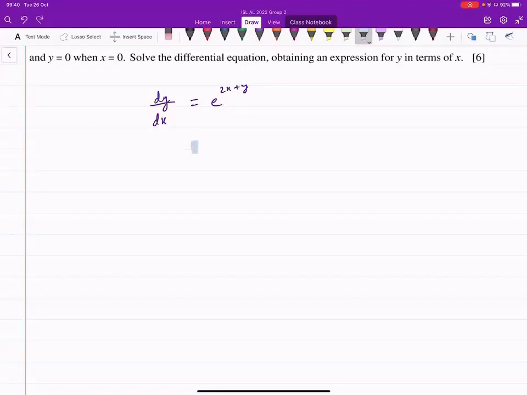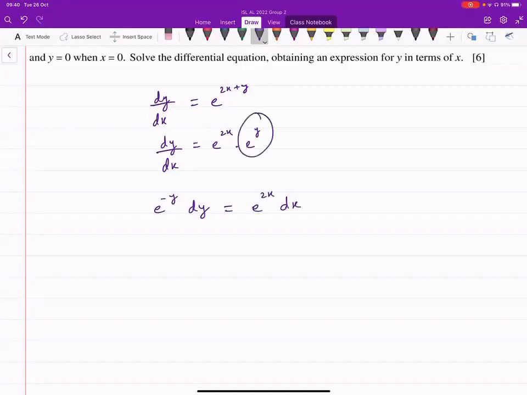Yes, so we can write it as e raised to power 2x into e raised to power y. Right, we separate it out like this, and then it becomes e raised to power minus y dy equals e raised to power 2x dx. ठीक है, e raised to y दूसरी साइड पे जाएगा, डिनोमिनेटर में चला जाएगा, उसकी पावर पे नेगेटिव हो जाएगी, ऊपर आएगा. Is that okay, Momin? ठीक है, so that's what we get.